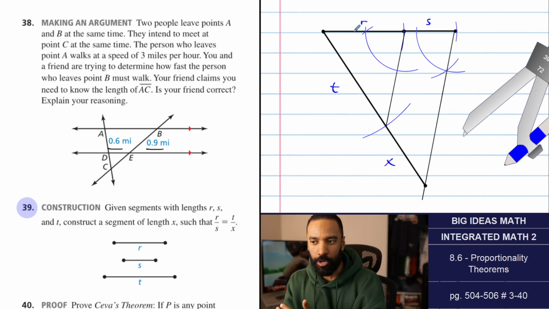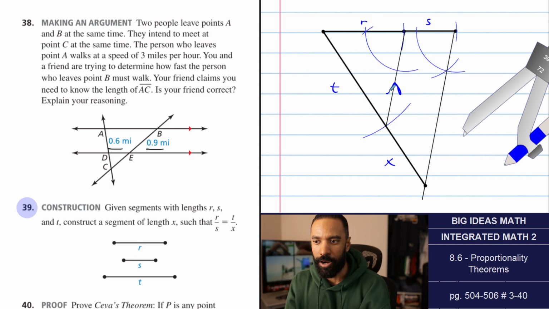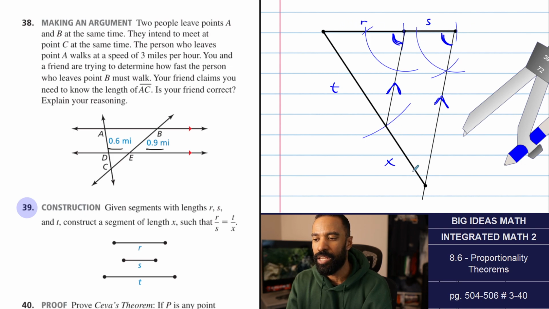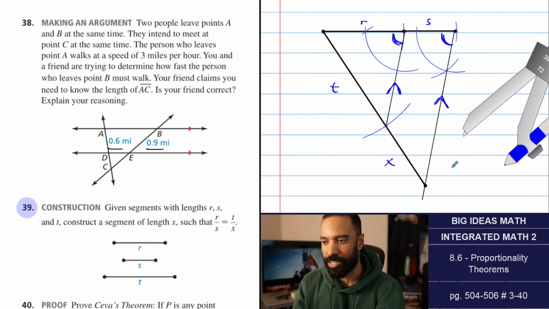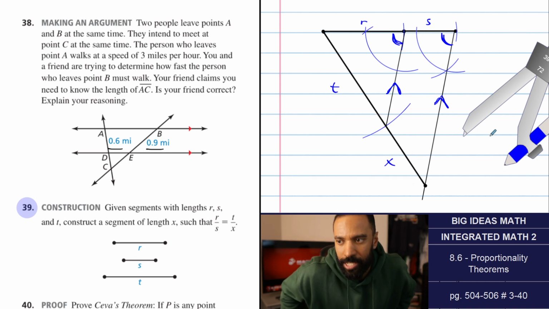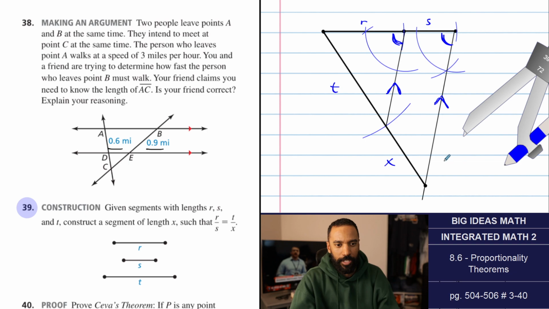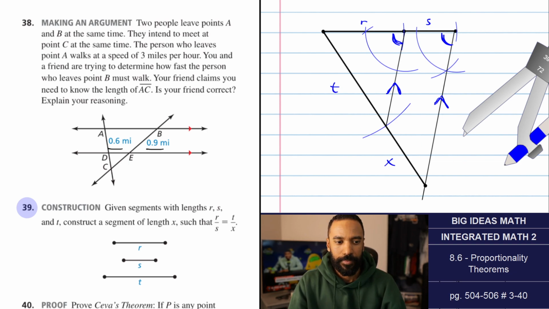See, this follows the triangle proportionality theorem that these are parallel lines, right? That was the point of copying the angle. Copying the angle gives me congruent corresponding angles. Congruent corresponding angles gives me parallel lines. Parallel lines allows me to set up the triangle proportionality theorem that R over S equals T over X. And this would be X's length of that if these two lines are indeed parallel, if I copied congruent angles by kind of forcing that in. Okay, that is number 39.